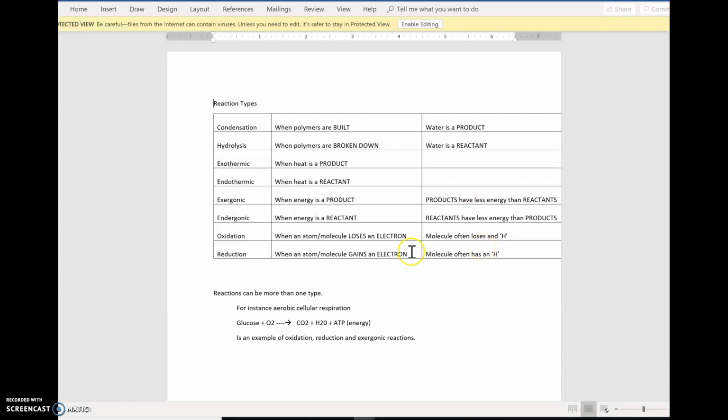One thing that I do want to point out to you is that a single reaction could be more than one type. So in the case of this overall cellular respiration reaction, where we get glucose plus oxygen yielding CO2, water, and energy, this is an example of oxidation, of reduction, and of an exergonic reaction. In this case, glucose will be oxidized, oxygen will be reduced, and you can see we have energy over here leaving the reaction on the product side, and so that's called an exergonic reaction.